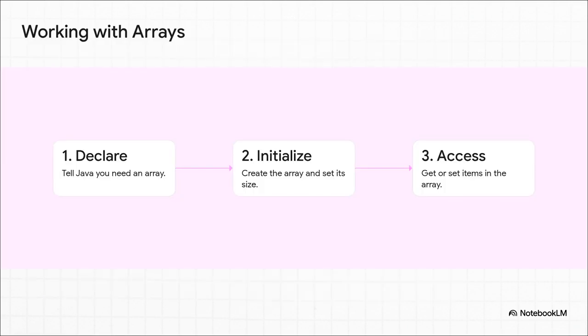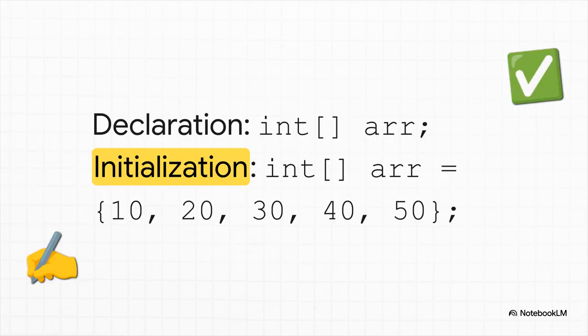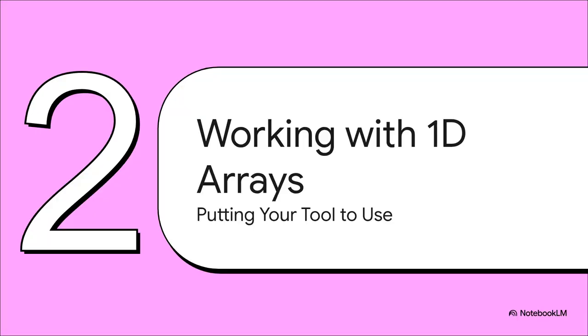And working with an array is actually a really simple three-step process. First up, you declare it. You're basically just telling Java, hey, I'm going to need an array. Then you initialize it. That's when you actually create it and decide how big it's going to be. And finally, you access it, which is just a fancy way of saying you read or change the things inside. So what does that actually look like in Java code? Well, the declaration int[] is just you telling Java, I need an array of integers, and I'm going to call it ar. Then we can initialize it right away by just giving it the values we want. See? Simple and direct.